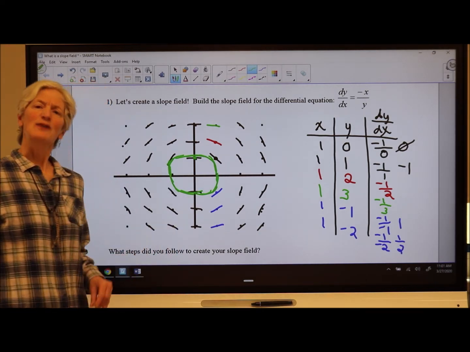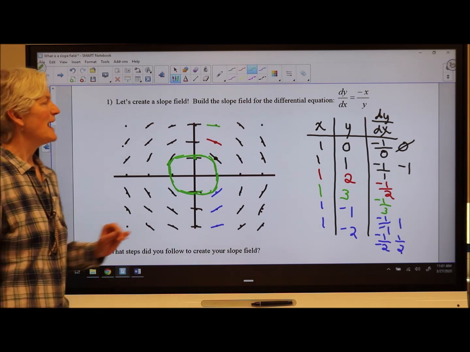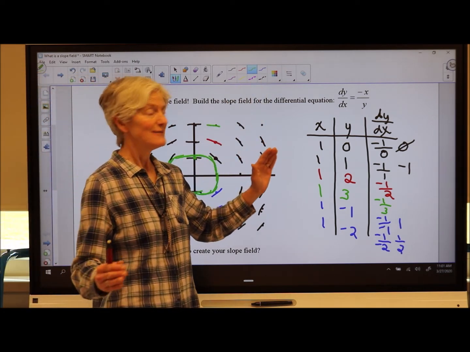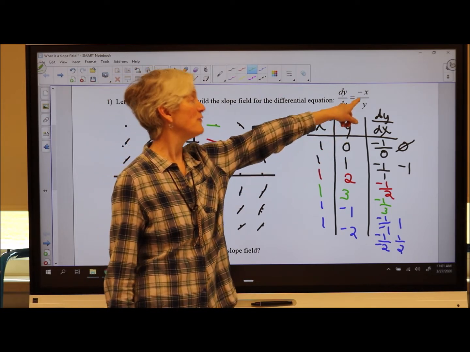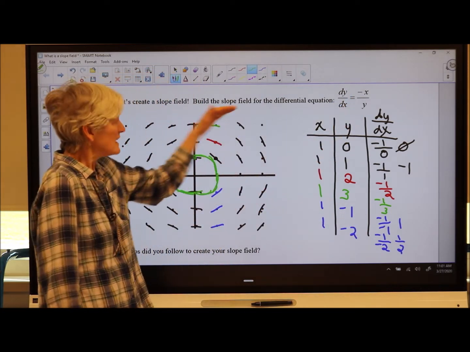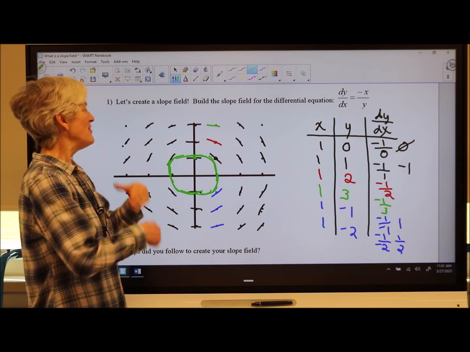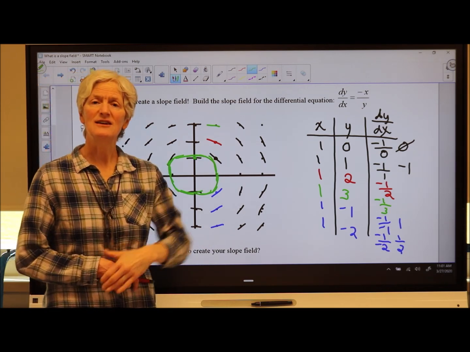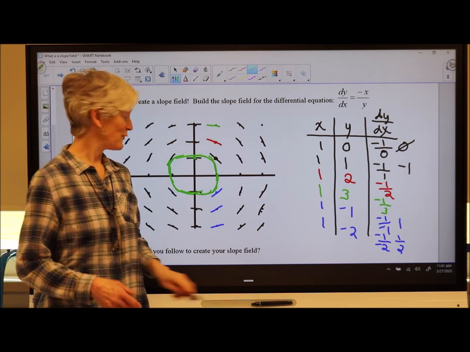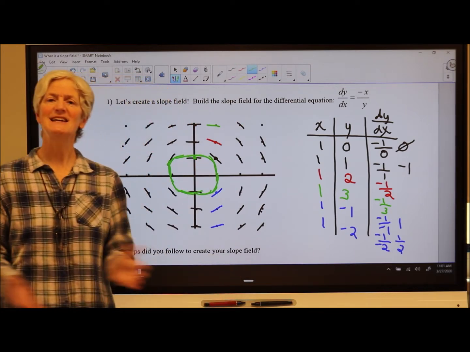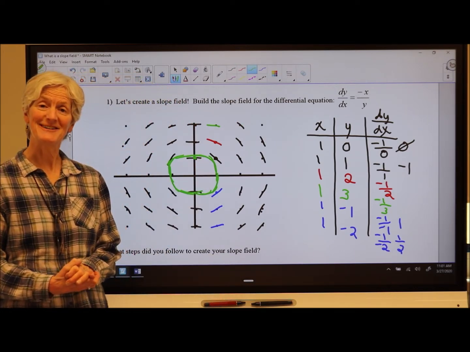So this is a slope field, and this is how you create it. You literally just plug in ordered pairs, plug in the x, plug in the y, find the slopes, make a quick little sketch of the slope, and then if you're given an initial condition, you can eyeball it and make a nice little sketch for yourself. Again, tedious, but not that difficult.